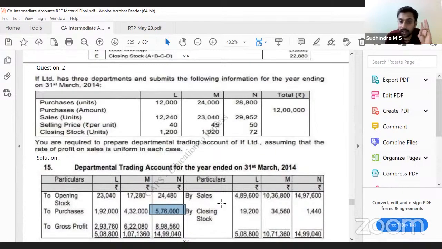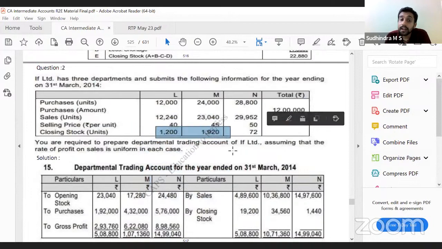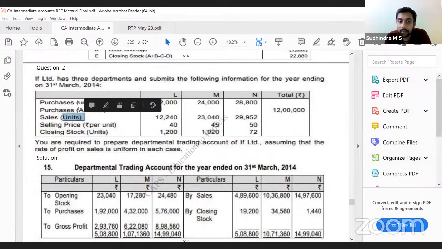Yes, sir. So we have sales, we have purchases. Now, how do you value this closing stock? Sir, actually, we can compute opening stock. Yeah, we can also compute the opening stock as well. Correct. You're right. Because they have given us closing stock units, sales units, purchase units. Can we calculate opening stock?